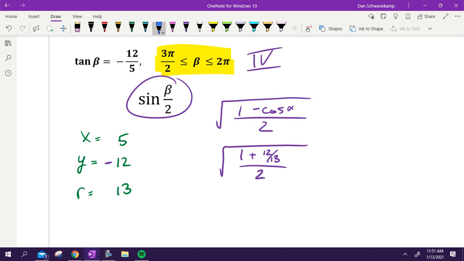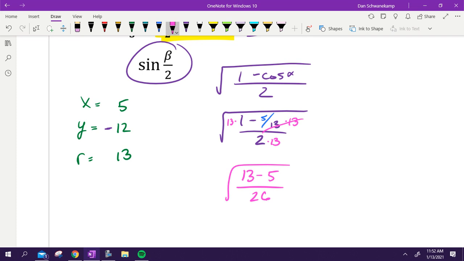Oh, I did cosine. I did sine. 5/13. And it's minus. I was doing sine, not cosine. I don't like this. I want to get rid of the 13, so let's multiply everything by 13. If I do that, I get 13 minus 5 all over 26, and it's square rooted.